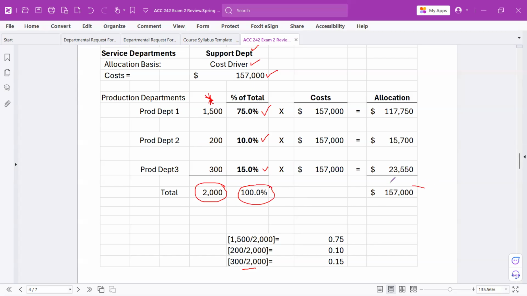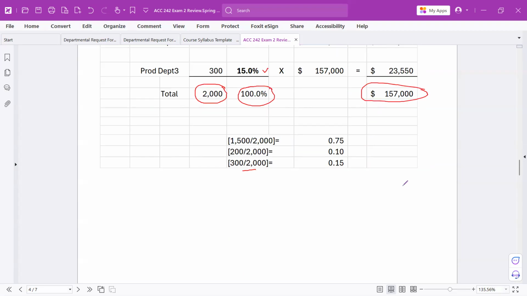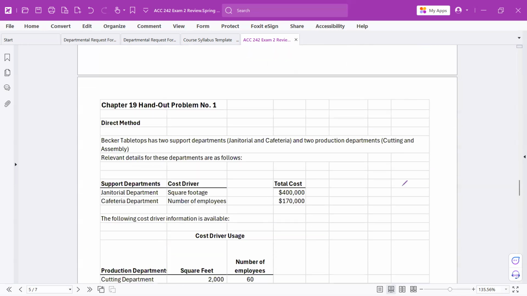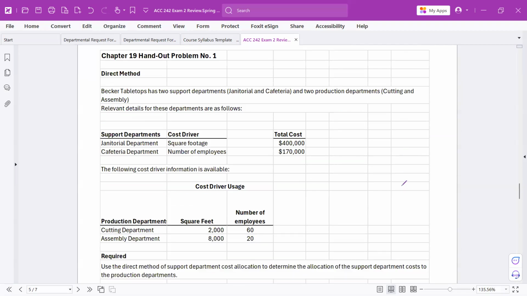And we always want to add down to make sure we've allocated everything and we don't have a math error in there. So 100%, those are the percentages to allocate that 157. That's the direct method, one support department. And then I also have here handout problem number one with two support departments. So here we have the janitorial and cafeteria departments and two production departments, cutting and assembly.